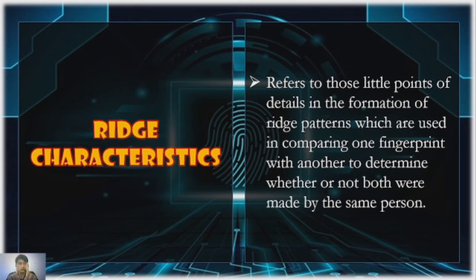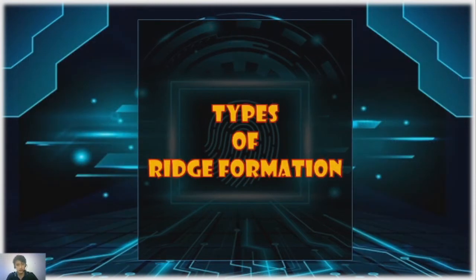With that, these ridge characteristics, these little points of details, are the ones that we are going to look at more in order to find out if that fingerprint is produced or made by a single individual. Para masabi natin kung yung latent print is parehas dun sa fingerprint na nakuha natin dun sa suspect. So, these are the ones that we are going to use to have a conclusion. These are the ridge characteristics that we have here.